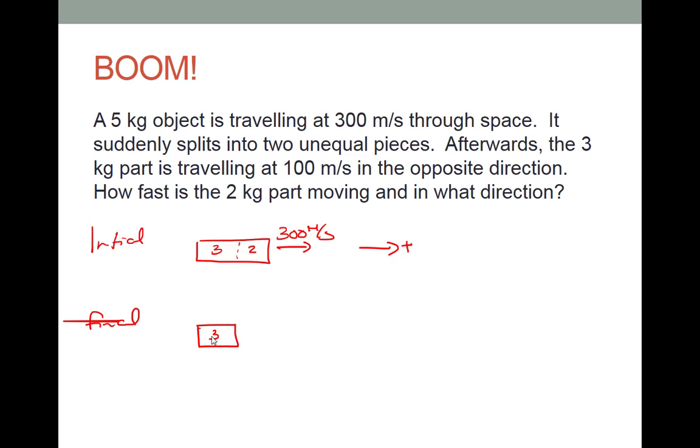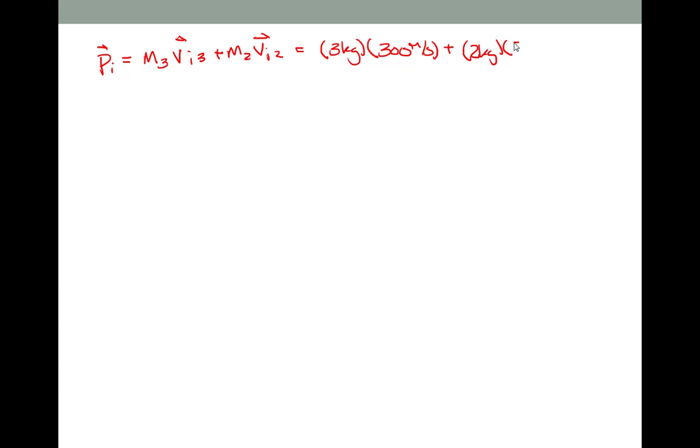After the collision, make sure I get this right this time, the 3 kilogram part is moving at 100 meters per second in the opposite direction. And the question is, what's the final velocity of the 2 kilogram part? So the initial momentum is the mass of the 3 kilogram part times its initial velocity plus the mass of the 2 kilogram part times its initial velocity. So that's 3 kilograms times 300 meters per second plus 2 kilograms times 300 meters per second. And if you do all that up, that turns out to be 1,500 kilogram meters per second.